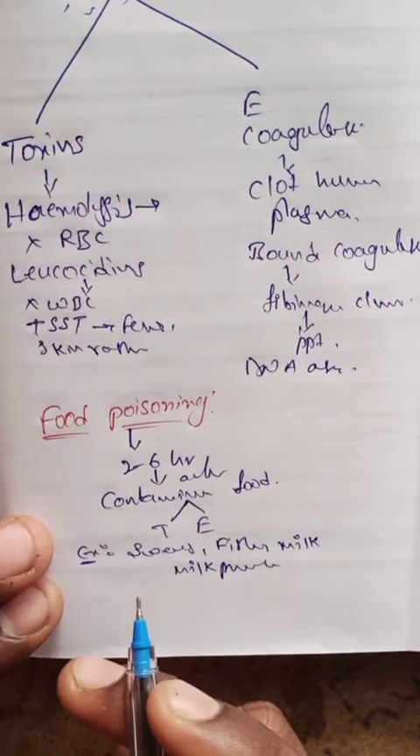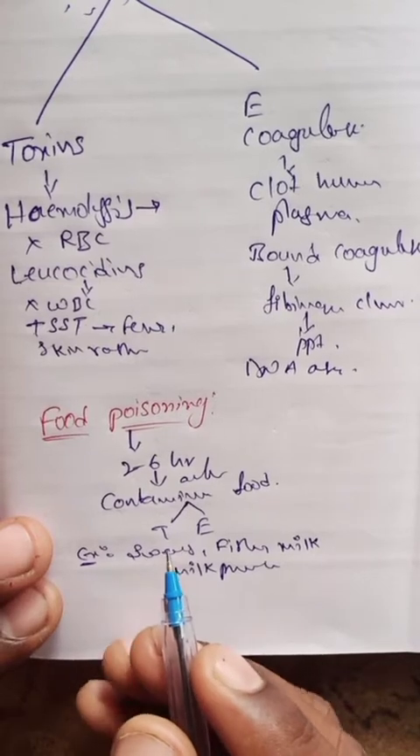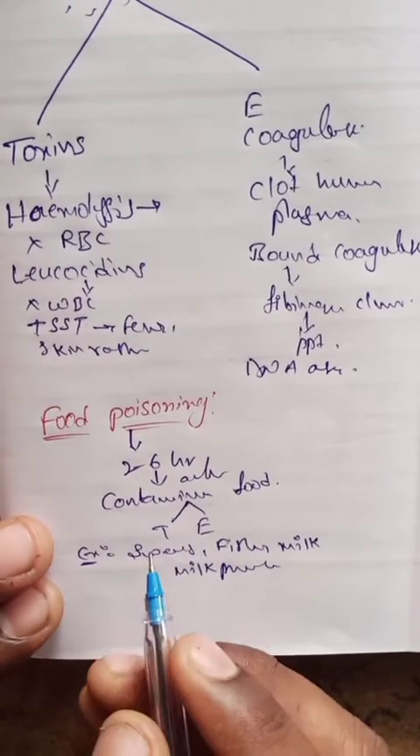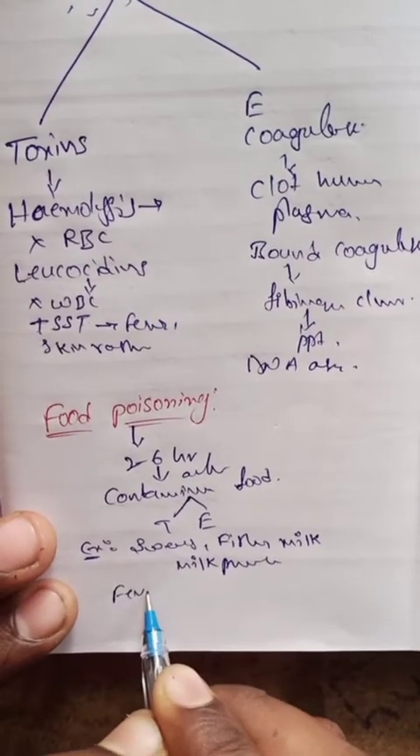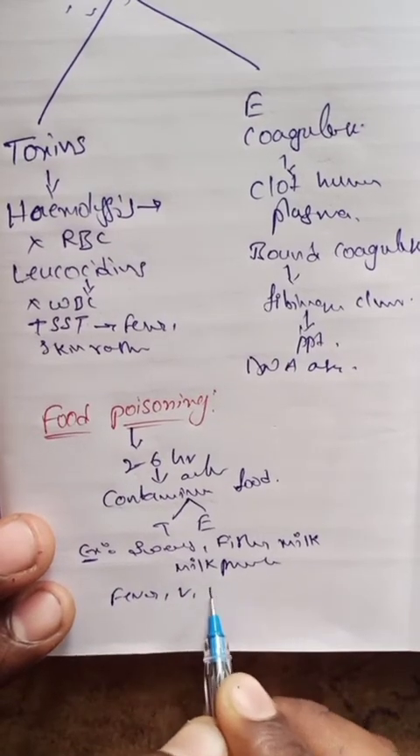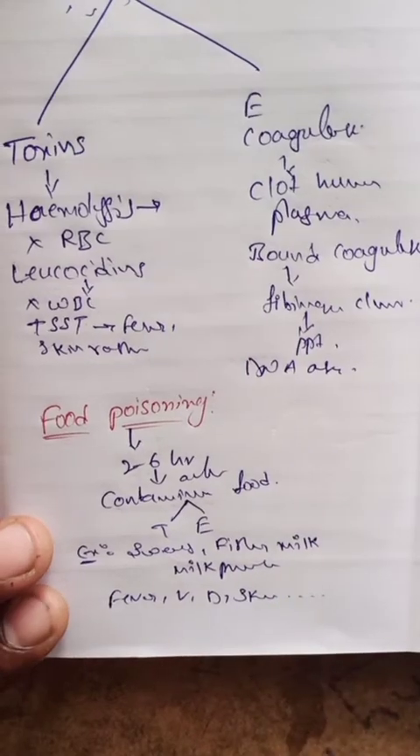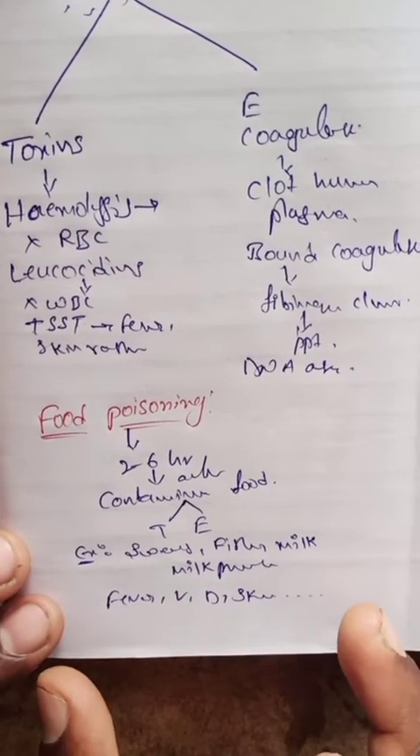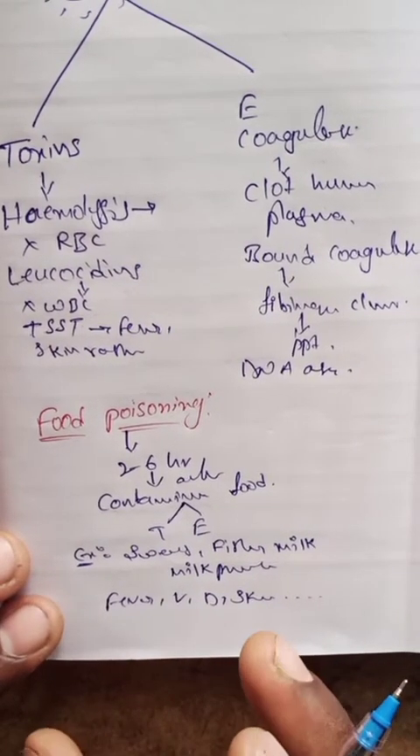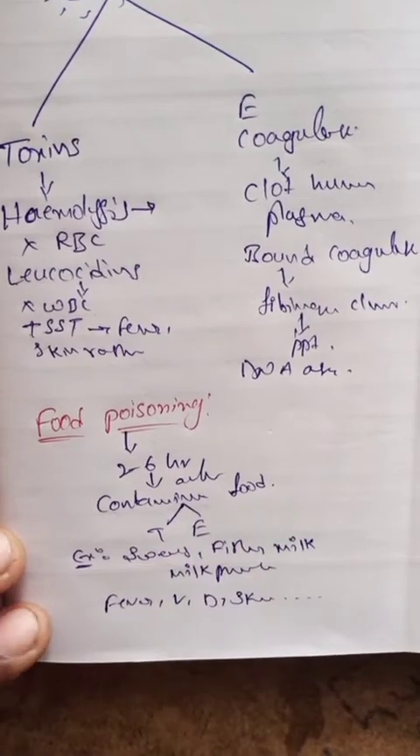And the next one, the symptoms. Which types of symptoms occur? Fever is observed, and vomiting, diarrhea, skin rashes. These characters are physically observed in the patient. So this is the food poisoning of the staphylococci.